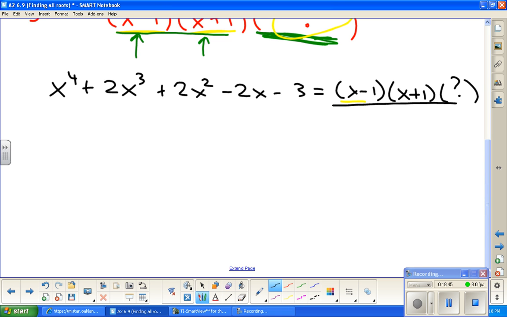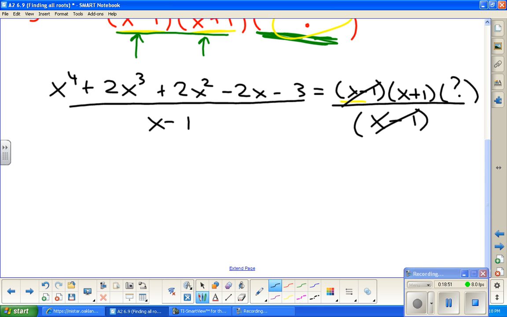Let's divide both sides by the x minus 1 factor first. Let's get rid of that. We're going to do this synthetically, much, much easier. If you want to do long division, go for it, but synthetically is a lot quicker. So how would we divide synthetically? If we're dividing by this, what goes in the box? The 1 goes in the box.